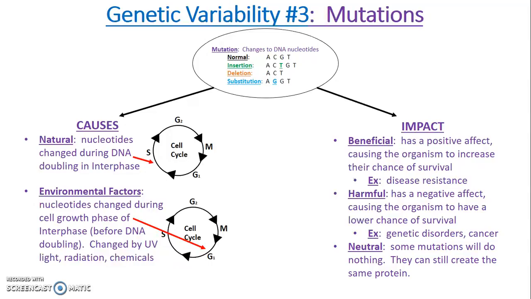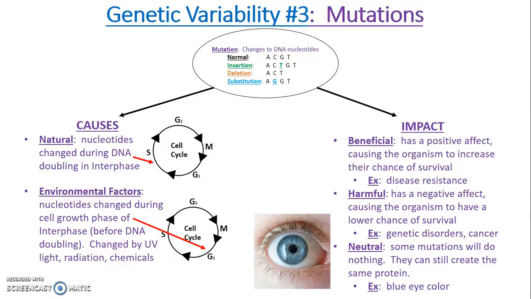Sometimes mutations can do absolutely nothing. They are neutral mutations. It may cause a change in the organism, but it doesn't really increase the chance of survival or decrease the chance of survival. An example of that is blue eye color. Some people have blue eyes, and blue eyes is actually a mutation. It doesn't do anything for the organism, it just changes their color.